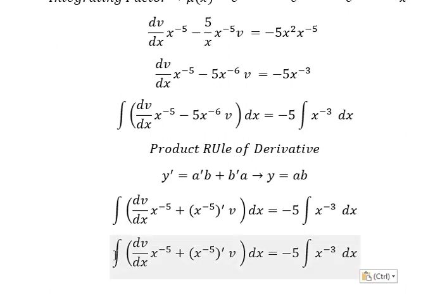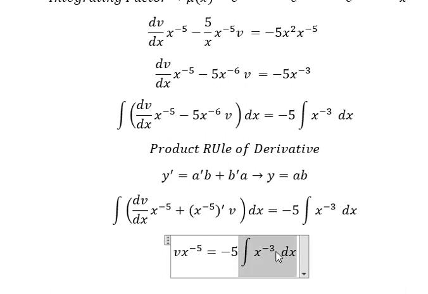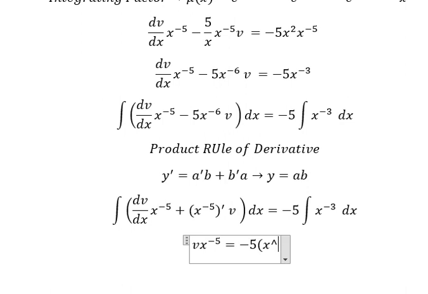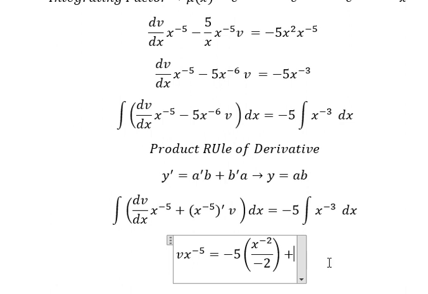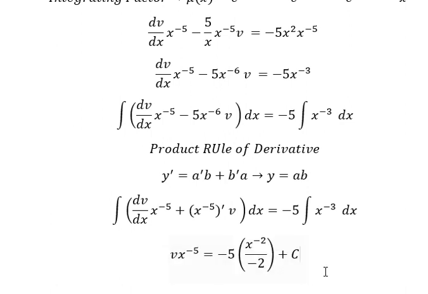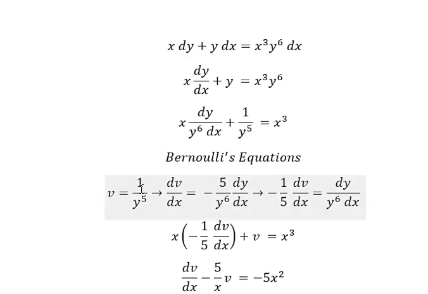So the integration of that one, we have v x to the power of negative 5. This one is x to the power of negative 2 over negative 2. And I will put c. About v, that is this one.